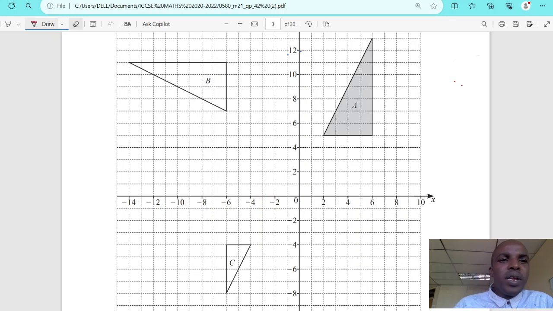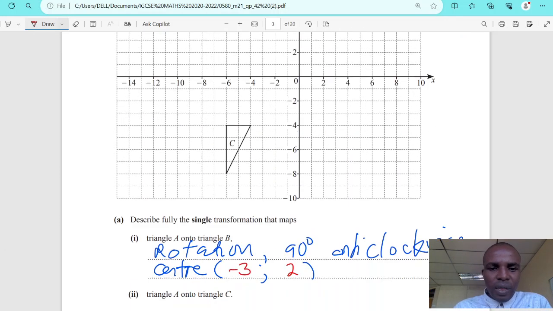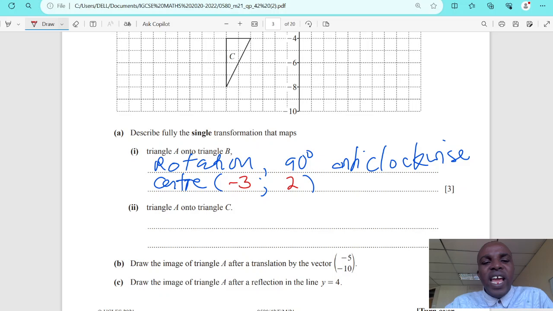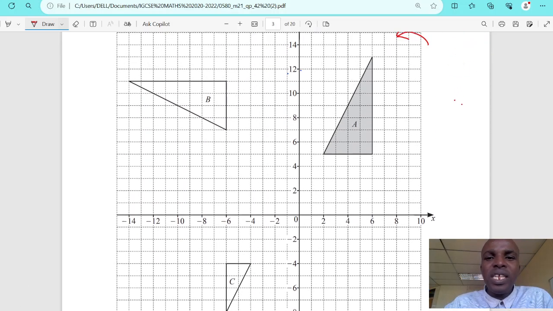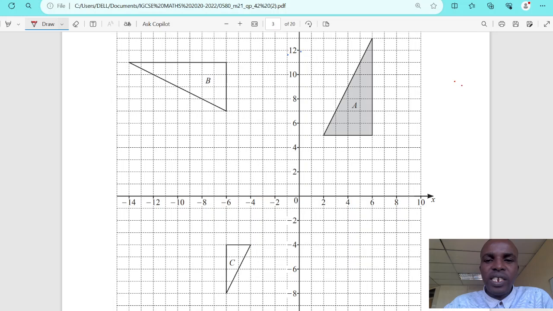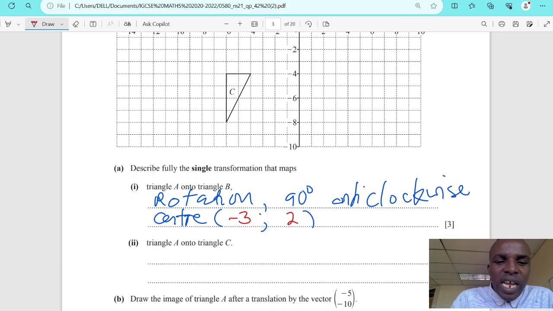Then next part, triangle A onto triangle C. Triangle A onto triangle C, size changed. So this one will be enlargement. It's enlargement A onto C. So you write enlargement here.